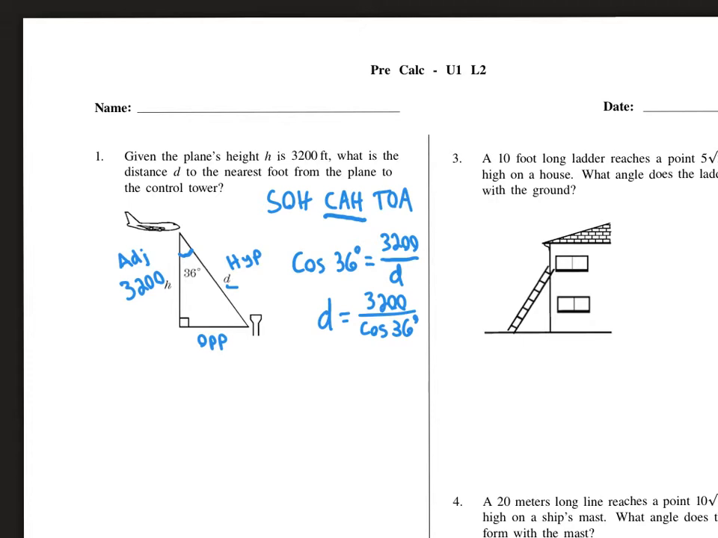And I got 3,955.417528. And it says, what is the distance to the nearest foot from the plane to the control tower? So we're going to round off all the decimals, and it's 3955.4. So we will call it 3955, and it's feet. Here units are actually important, so you should always add those in whenever appropriate. Moving on to number 2.